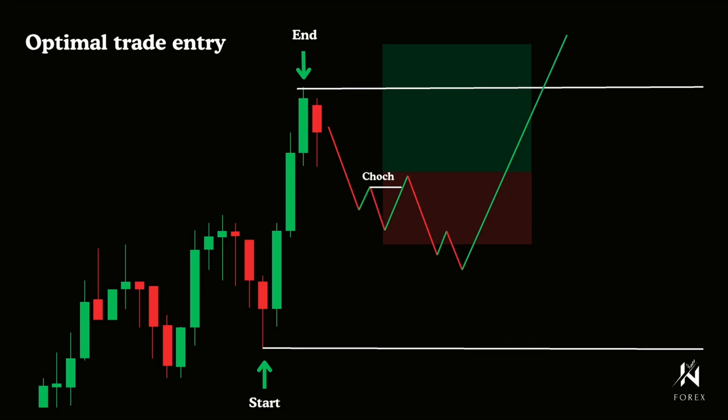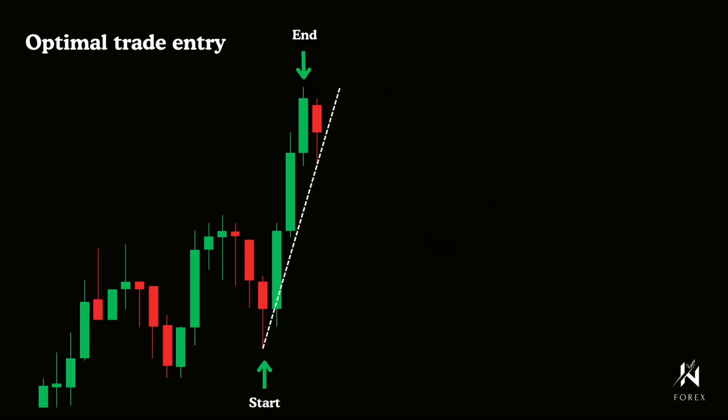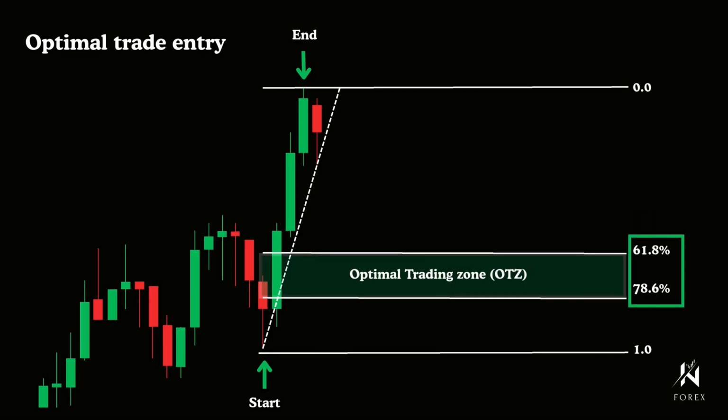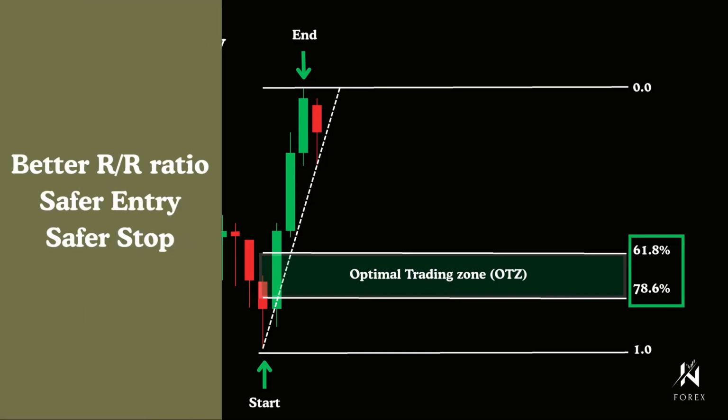The key to trading with the trend is pinpointing the end of the correction, the precise moment when the next impulsive move kicks off. So, how do we identify this point? This is where Fibonacci retracement levels become invaluable. By applying the Fibonacci tool from the start of the impulsive wave to its peak, we outline the correction range. Several retracement levels appear, each acting as a potential support zone. However, two Fibonacci levels stand out as ICT's optimal trading zone, OTZ: the 61.8% and 78.6% retracements. These levels provide multiple advantages, including improved risk-to-reward ratios, safer entries, and more strategic stop-loss placements.